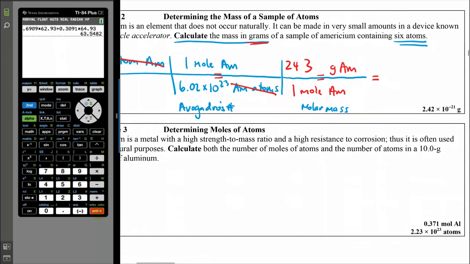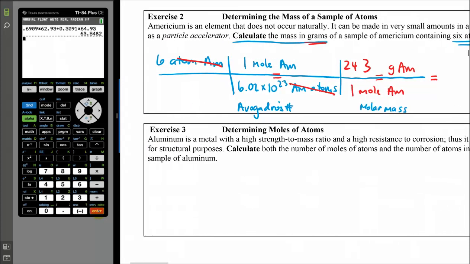And then I'm ready to punch it in my calculator. Okay? So I'm going to go back over and do that. 6 atoms times 1, don't need to punch that in, divided by 6.02 times 10 to the 23rd atoms times 243. And again, you'll see I usually leave the ones out because we don't need them. It's just another chance to make a typo.